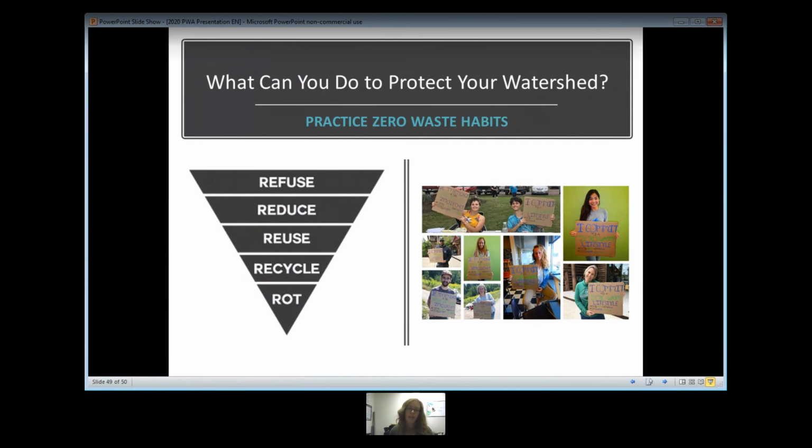Another way that we can help is to practice some zero waste habits. Just by being more careful ourselves to avoid using single-use plastics, or by using reusable straws or reusable bags, are great examples of small things that we can do, and it makes quite a big difference in avoiding a lot of trash ending up in our waterways.